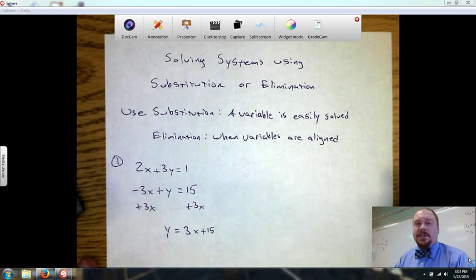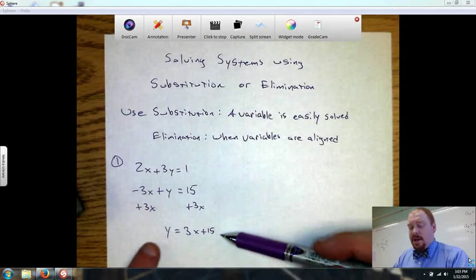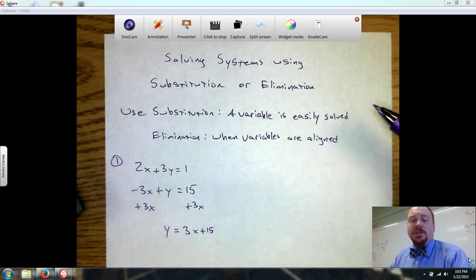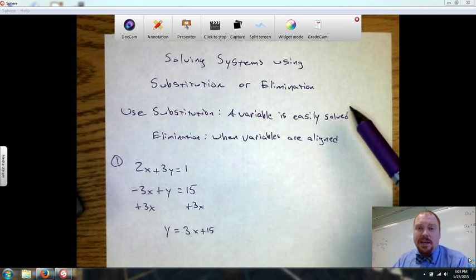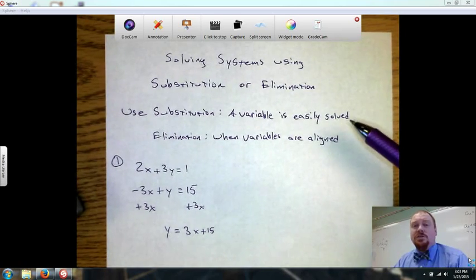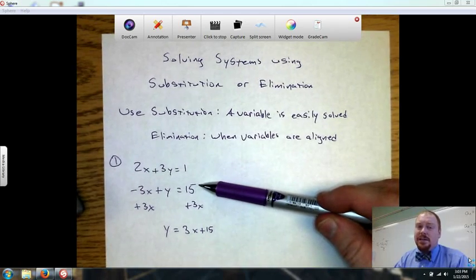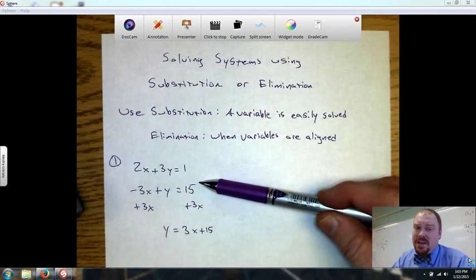Now substitution is just that. I'm going to take this equation and I'm going to substitute it into the top equation. You cannot substitute into the equation that you used to solve in the first place. So I could not substitute back into the bottom equation. The answer would not make sense.